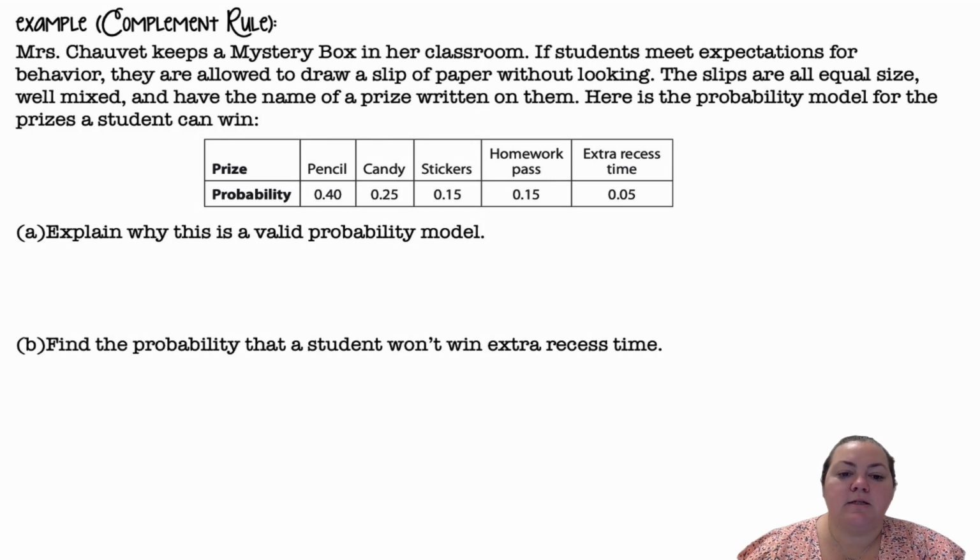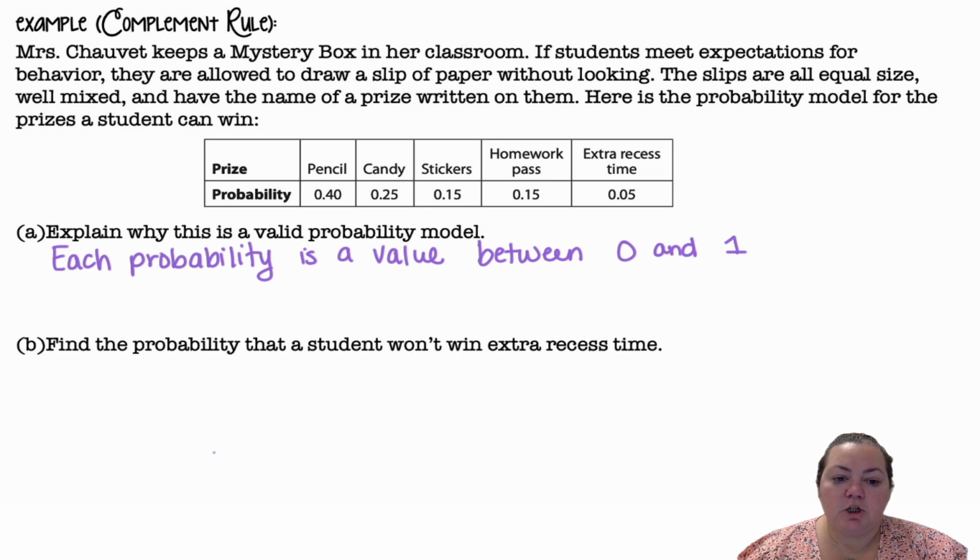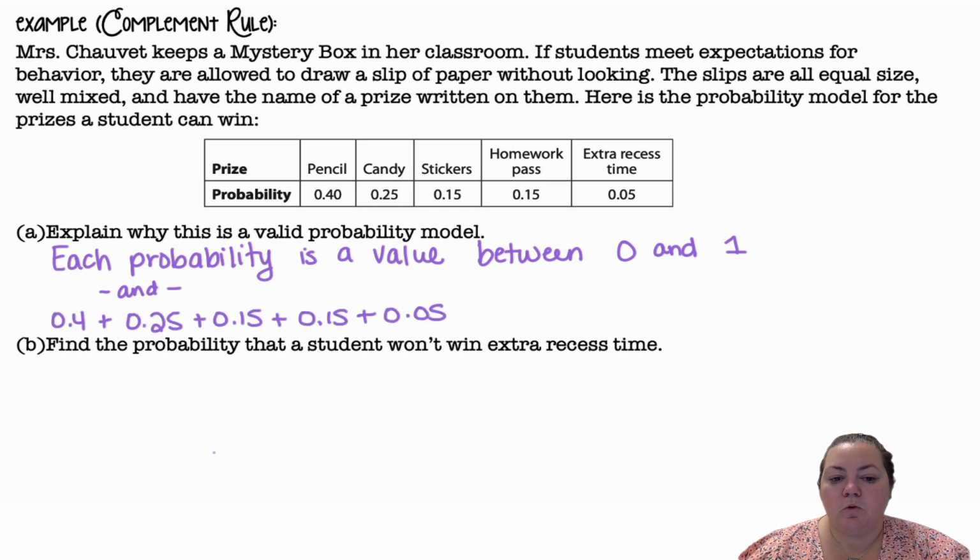So one of the outcomes is winning a pencil. One of the outcomes is a piece of candy. All right, so explain why this would be a valid probability model. In order to be a valid probability model, each probability has to be a value between 0 and 1, which they are, and all of the probabilities have to add up to 1. So 0.4 plus 0.25 plus 0.15 plus 0.15 plus 0.05 does equal 1. So this is a valid probability model.